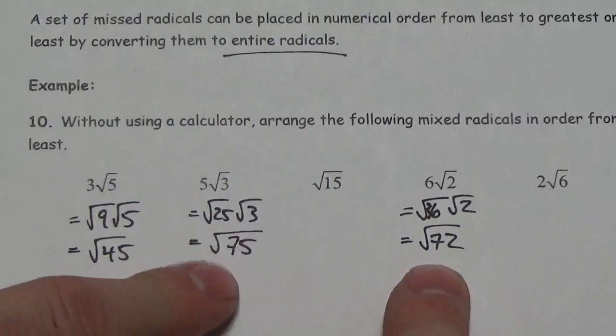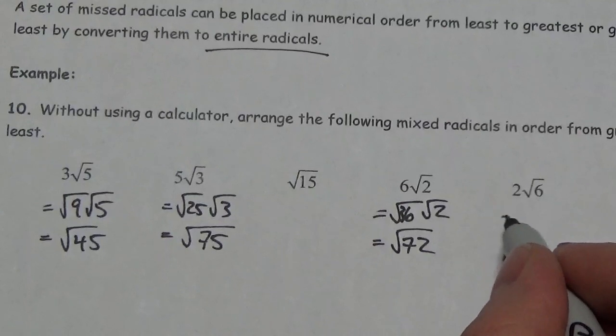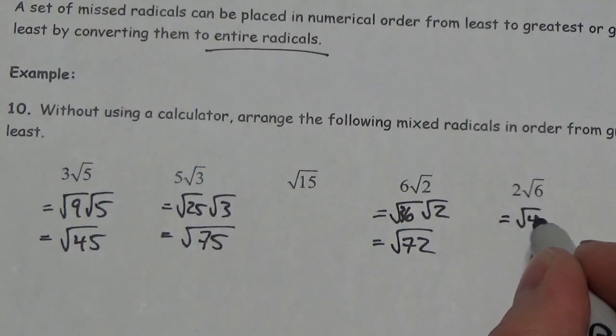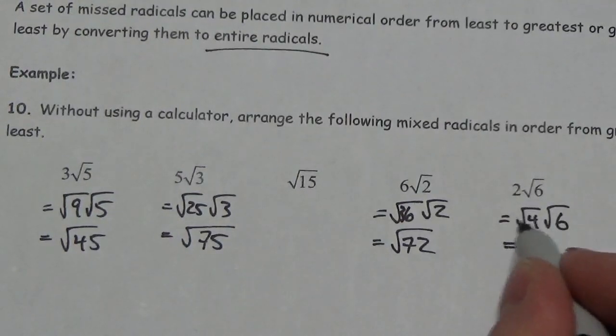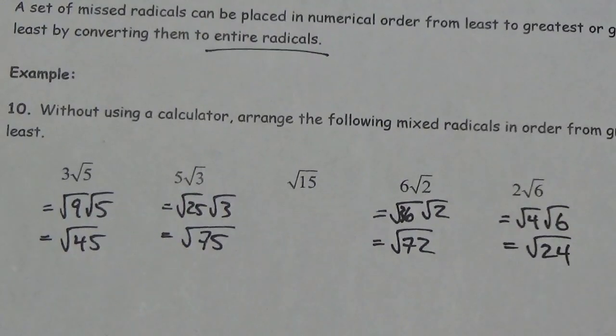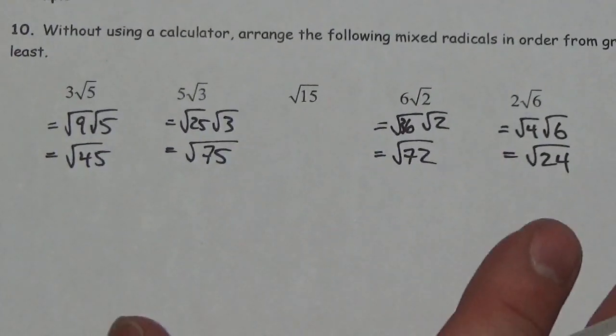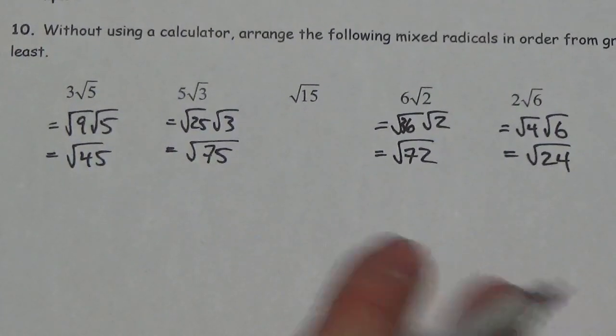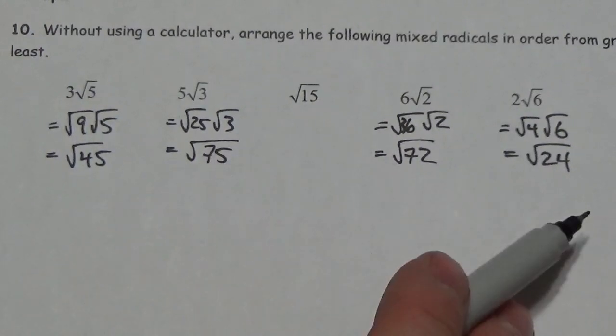This one's bigger. 2 root 6. 2 is the square root of 4. Root 6. Multiply those together and I get root 24. Okay, so putting these in order, I'm looking at the radicands here.